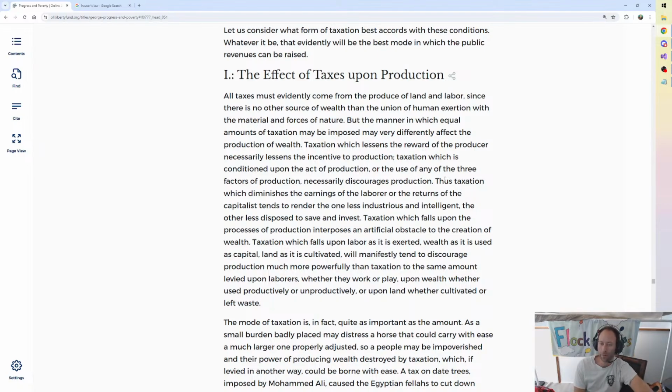Taxation which falls upon labor as it is exerted.